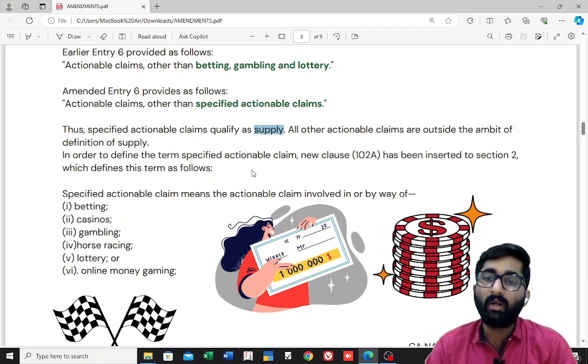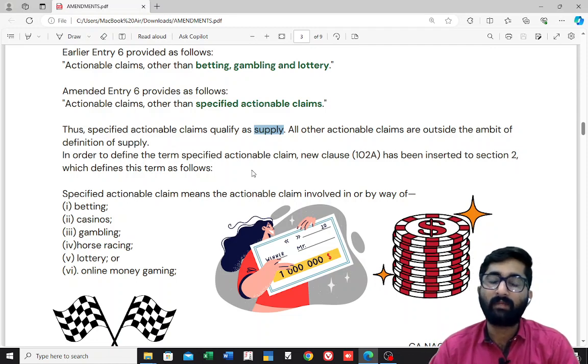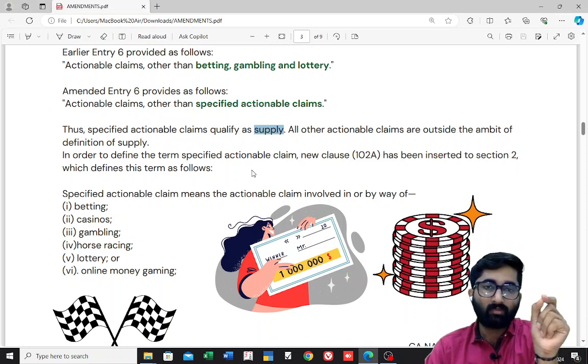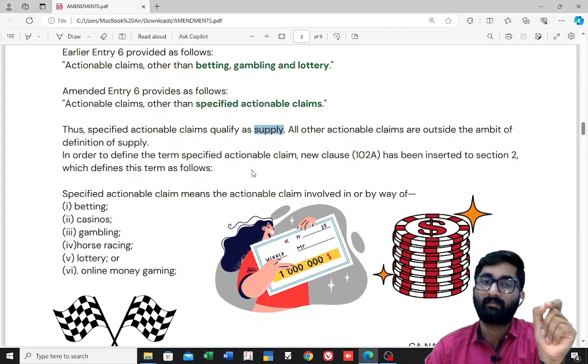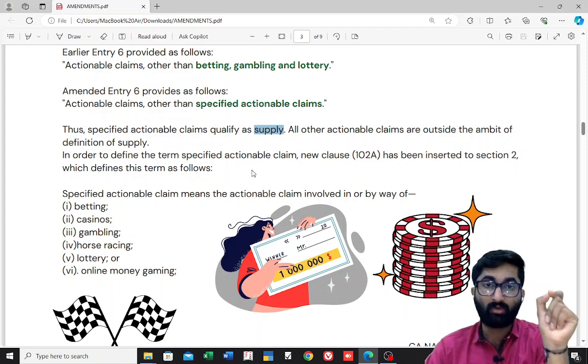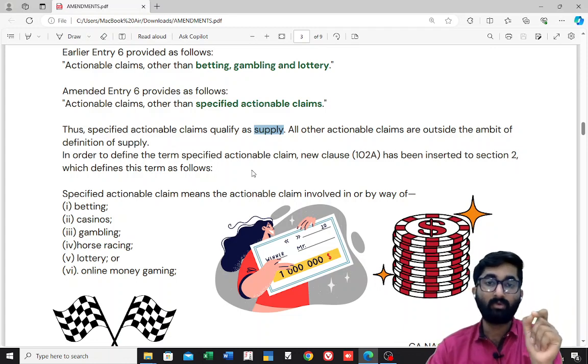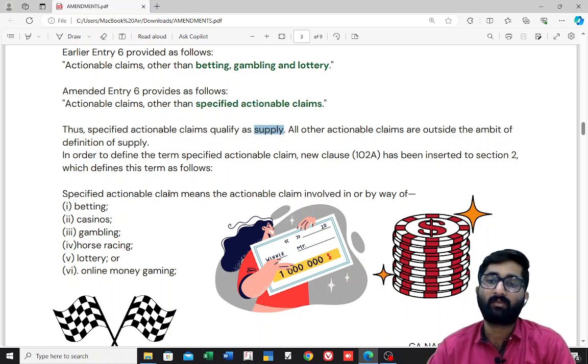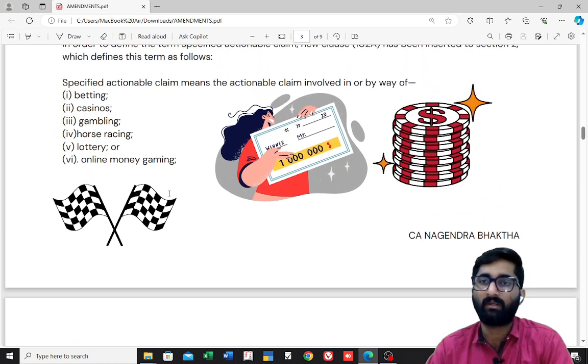In order to define the term specified actionable claims, new clause 102A has been inserted in section 2, which defines this term as follows. See, section number 2, subsection 102 is for service. Here, section number 2, subsection 102A is for specified actionable claims. What are specified actionable claims given here?